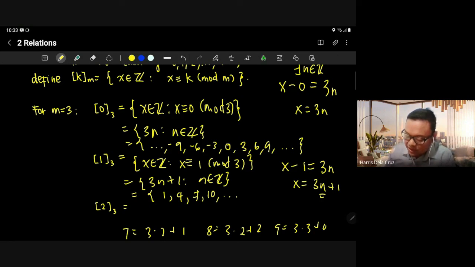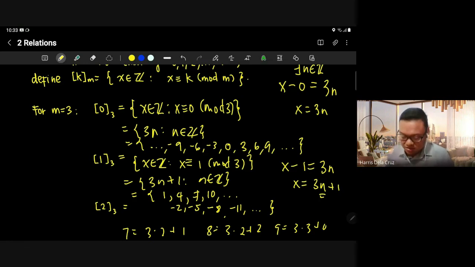Siyempre, kasama din dyan yung mga negative. Halimbawa, negative 1. So, 3 times negative 1, negative 3 plus 1, negative 2. So, kasama din yung negative 2. 3 times negative 2, negative 6 plus 1, negative 5. Or in short, actually, mag-minus 3 ka lang ng mag-minus 3. Minus 8, minus 11, and so on and so forth.